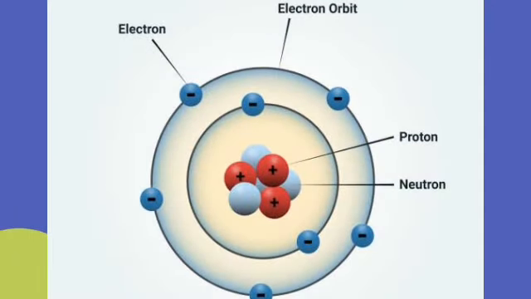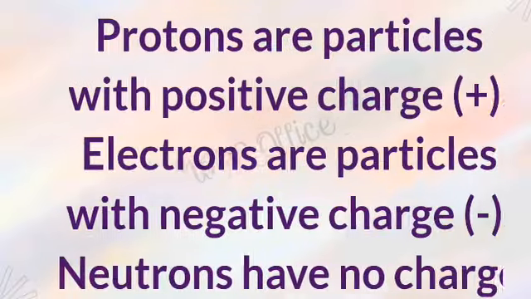Next, this is a diagram of the atomic structure. You can see the electrons revolving around the orbit, which is known as the electron orbit. You can see the proton in the red color, which is positive charge, and the neutron, which has no charge.